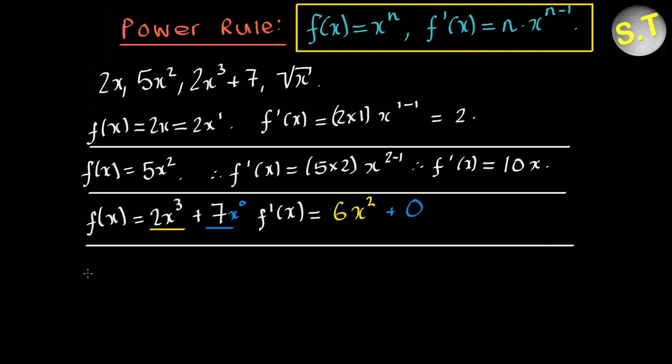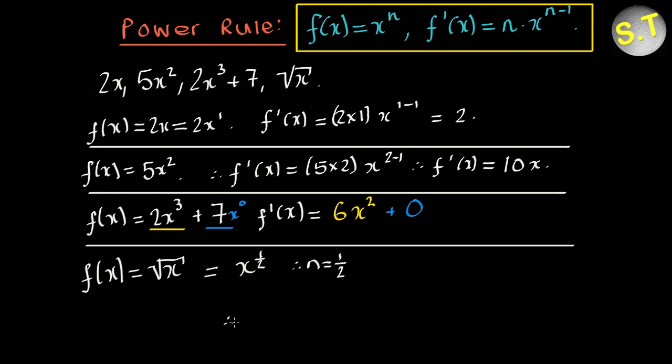And our final example, f of x is equal to the square root of x. This is the same as writing x to the 1/2 power. So in this case, our n value is going to be equal to 1/2. Exactly the same rule applies.